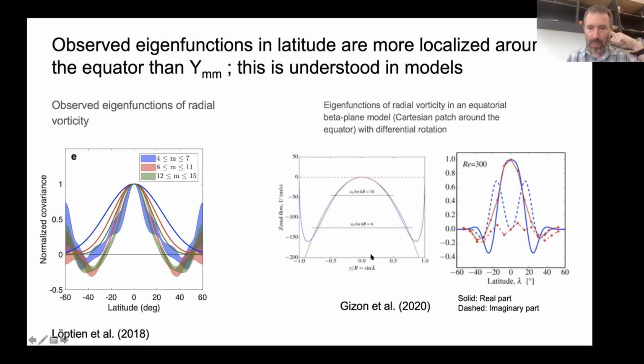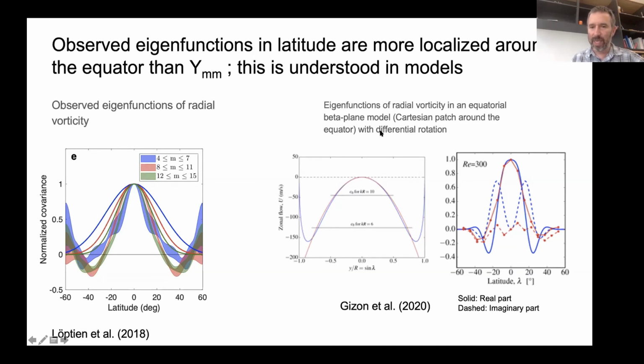And in Laurent's paper from last year, he had a look at that in an equatorial beta plane model. So this beta plane model is just a little Cartesian patch around the equator where you let the Coriolis parameter vary linearly with latitude.